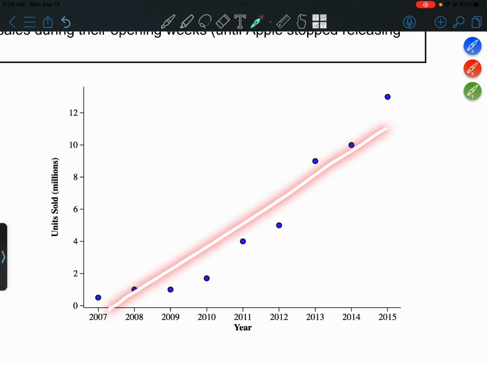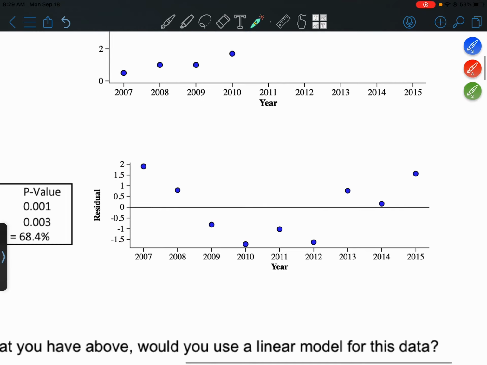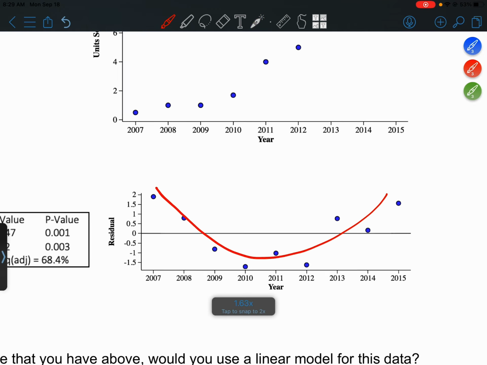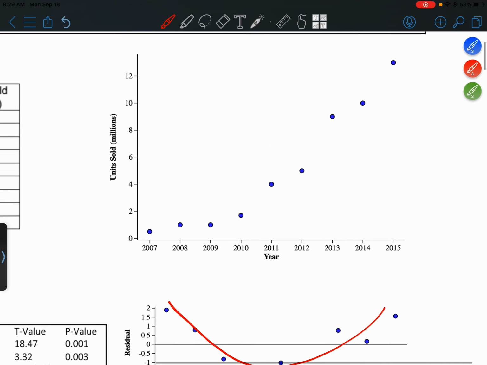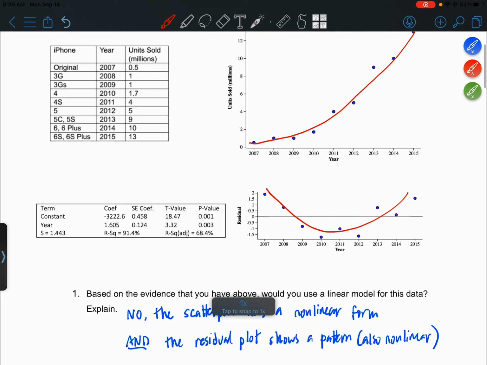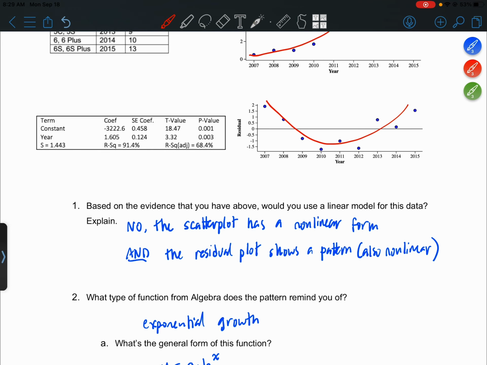And before we had tried to fit a line to model this data, but a line isn't really the best fit. And you can see that when you use a line, you get these residuals, which tend to have a nonlinear pattern. And the reason for that nonlinear pattern is because the original relationship was nonlinear itself. So it doesn't make sense to try to use a linear model for a relationship that's nonlinear. And that's essentially the response to question number one. So the scatter plot and the residual plot both show a nonlinear pattern.